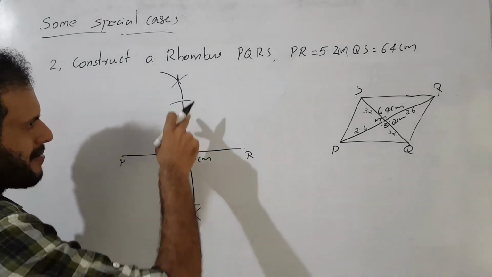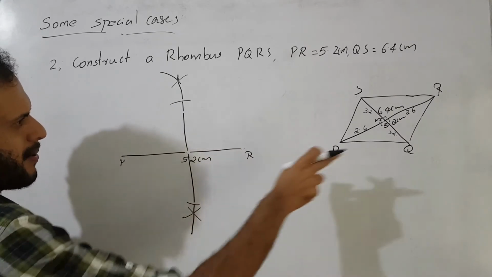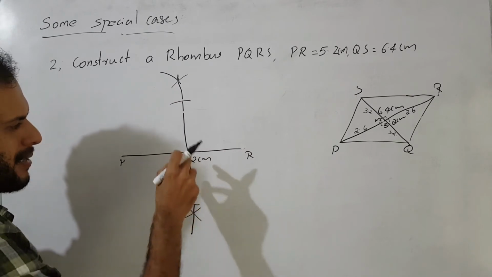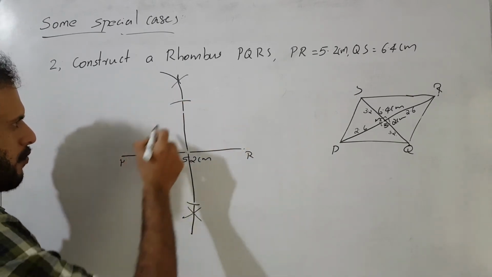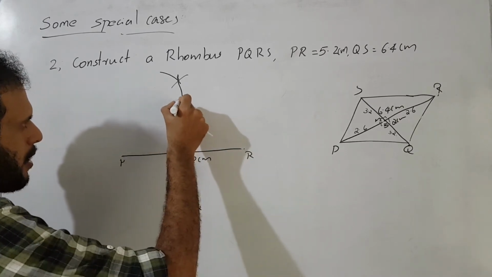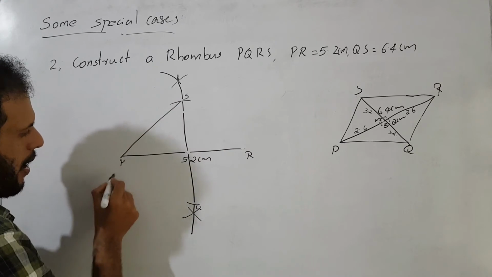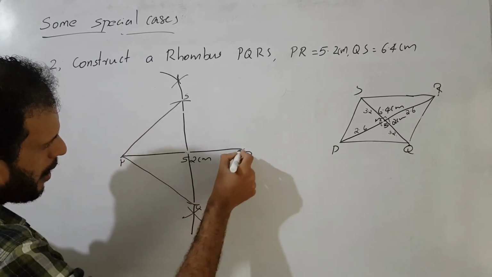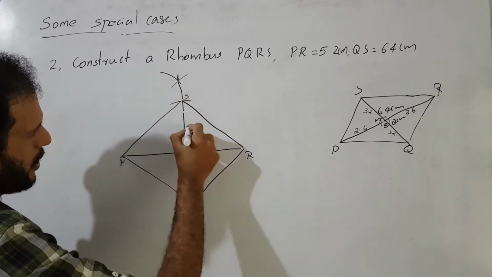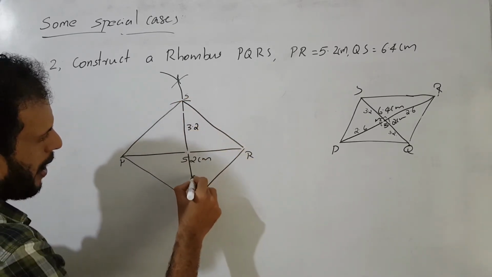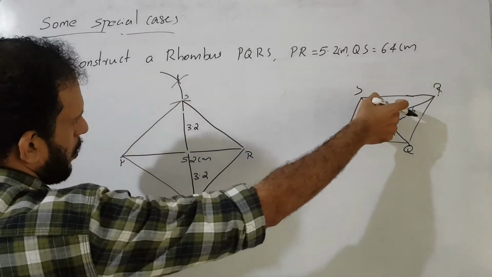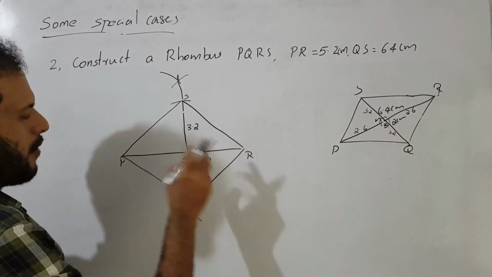From that midpoint to S and from the midpoint to Q, it is the same measurement. What is it? 3.2. So we cut the perpendicular line by the same measurement 3.2. Then after we join, this is S, this is Q. Then we join S to P and P to Q and Q to R and S to R. Then after, write what is the measurement? These 3.2 and 3.2. Then now the total length of SQ is equal to 6.4 and the total length of PR is equal to 5.2.